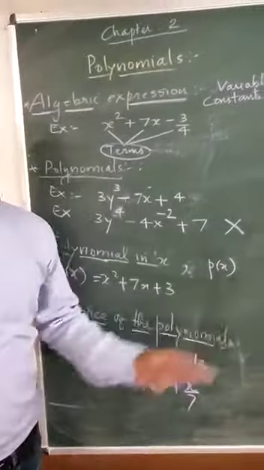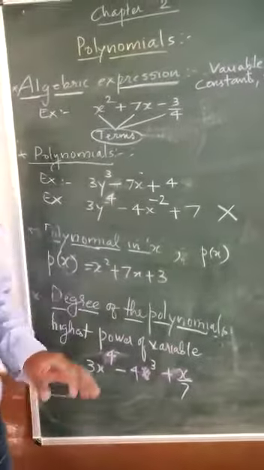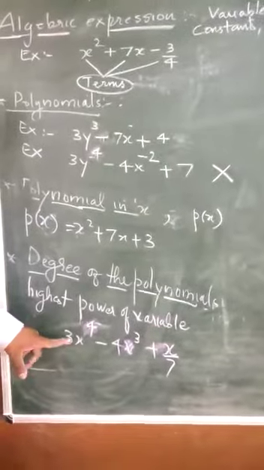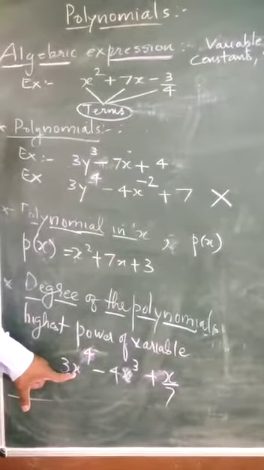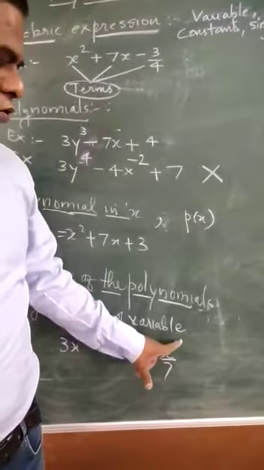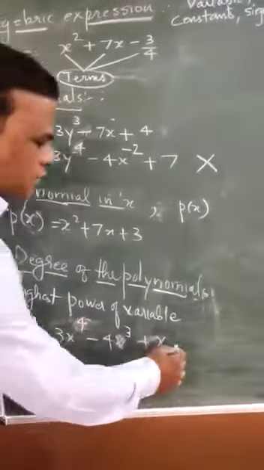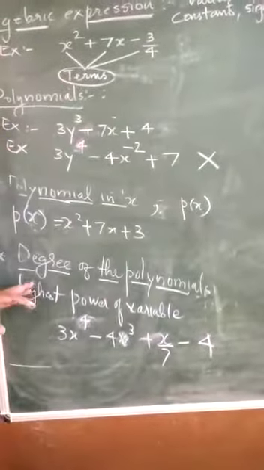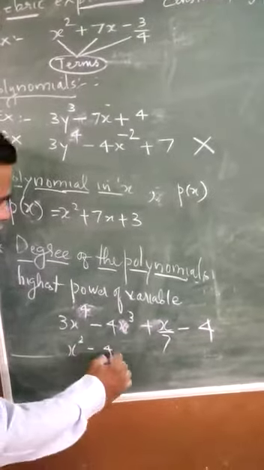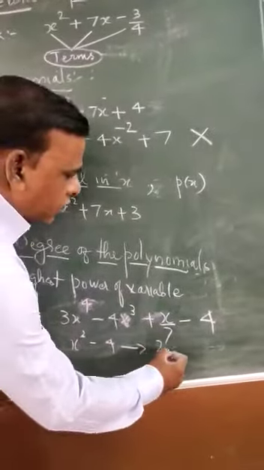Next is degree of the polynomial. I already told you what is degree of polynomial: the highest power of the variable. So for example, in this particular polynomial, we can say the degree of this variable is 4, degree of this variable is 3, and degree of this variable is 1. So we can see that the highest degree is 4. Therefore I can say that the degree of this particular polynomial is 4. For example, x square minus 4, the degree of this variable is 2. So therefore this polynomial is of degree 2.